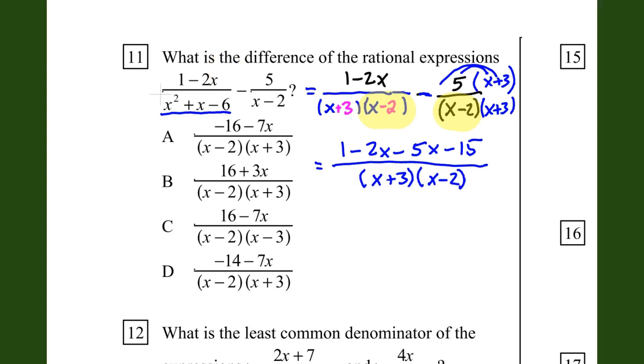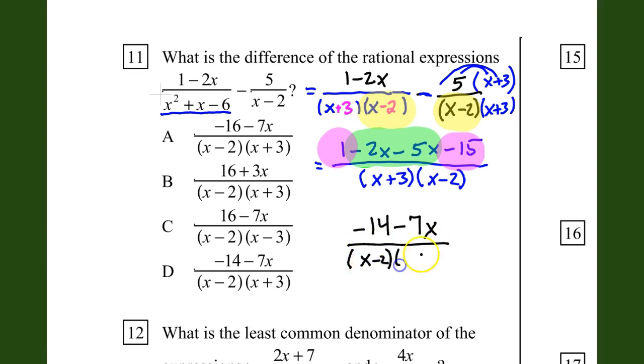And just simplify the variables here. We got negative 2x and negative 5x. And then we also have a 1 minus 15. So let's see here. 1 minus 15 will give us a negative 14. And negative 2x minus 5x is negative 7x. Right, and the bottom just stays the same.